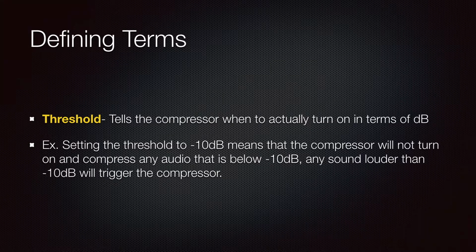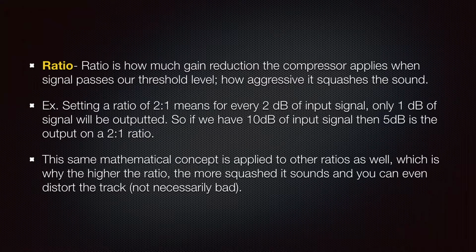It could be anything that you want to set it to. But that is basically how your threshold works. Ratio is how much gain reduction the compressor applies when the signal passes that threshold. So we have our threshold. Let's keep going with, I guess, negative 10 dB as our threshold.